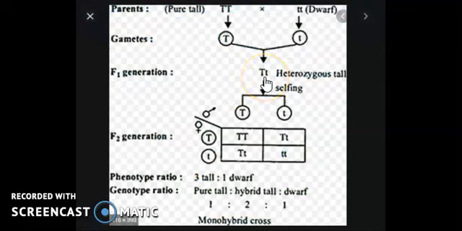For example, in a monohybrid cross, F1 hybrids are definitely heterozygous, that is, capital T small t. But in the F2 generation, all tall plants are not heterozygous. 25% are pure tall, 50% are hybrid tall, and 25% are pure dwarf. Therefore, to find out whether a tall plant is homozygous or heterozygous, a test cross is carried out instead of selfing. Test cross is a type of backcross.